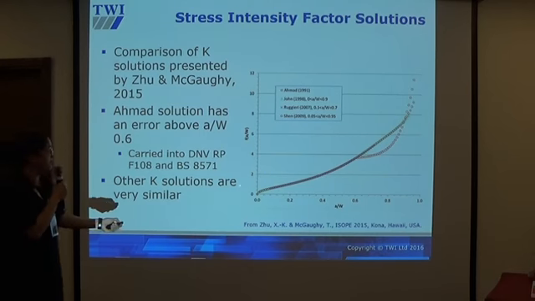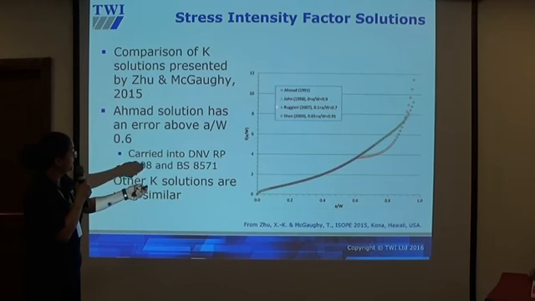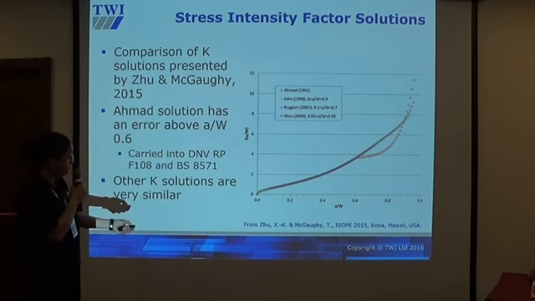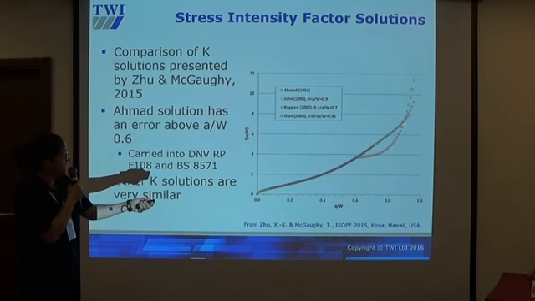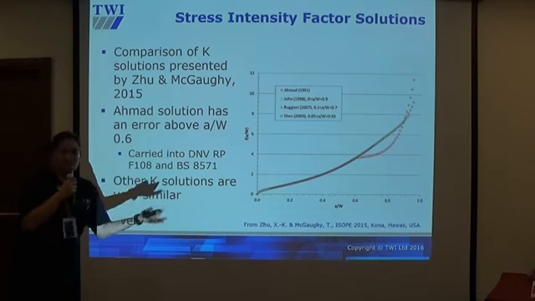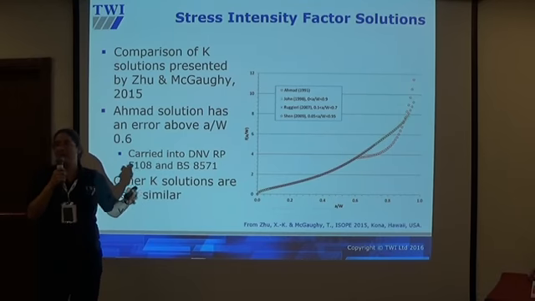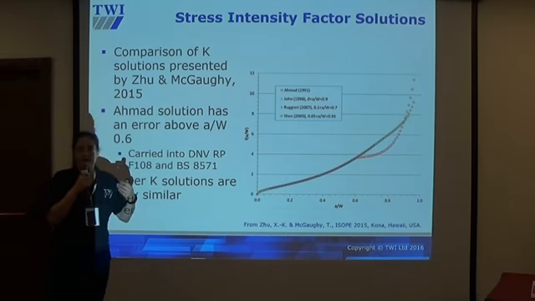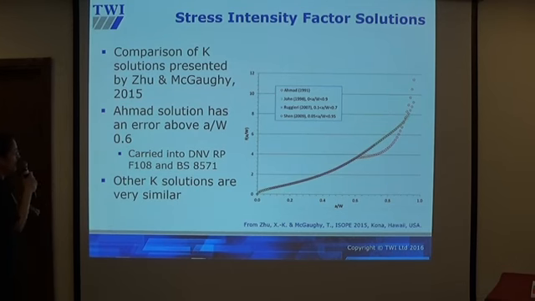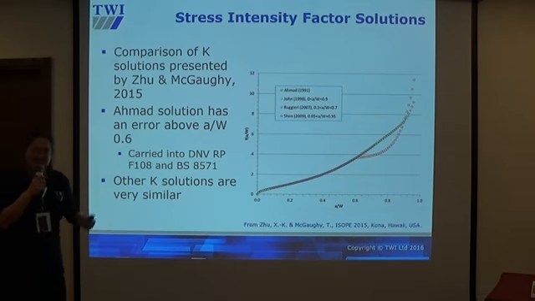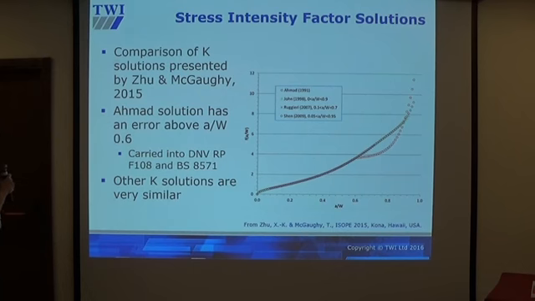And this is their figure. They've compared an extra one, which I haven't talked about, but 3 of the equations that I've shown against a over W, and you can see that with the Ahmad, something is going funny after a over W 0.6. It's outside the current validity crack range in the standard, so it's not causing me major concerns about accuracy, but it's not right, and it's enough to make me want to go back and have a look again.